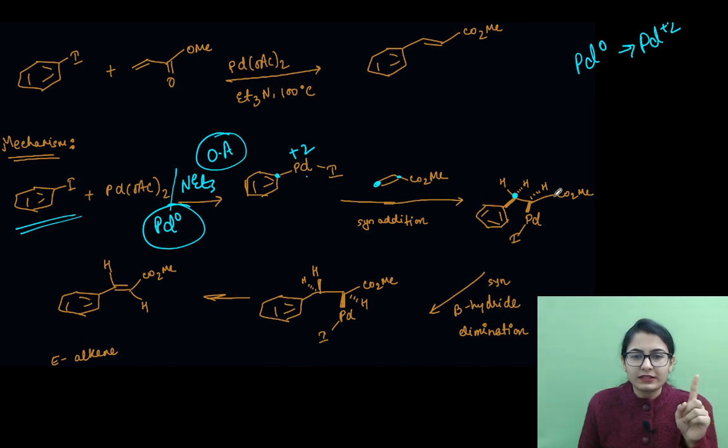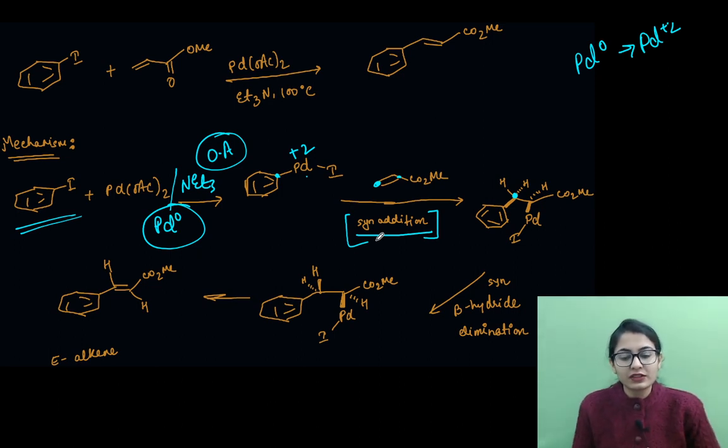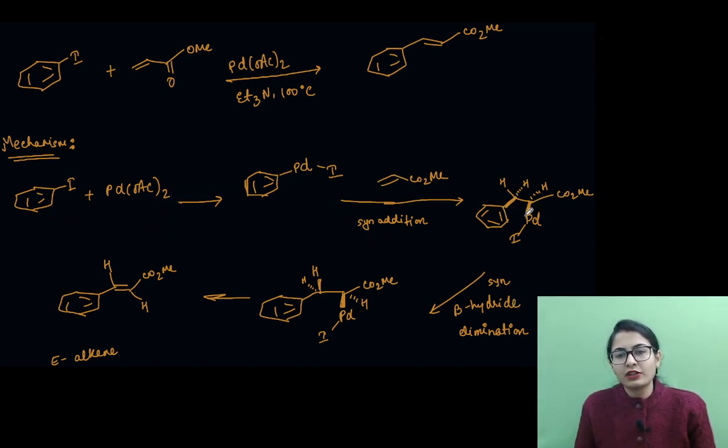Now this process of addition to the alkene is specifically called syn addition. And why is that so, syn addition? Because both of these groups, the palladium and the phenyl ring, are added from the same side. Okay, so if they are added from the same side, we would write both of them above the plane, as I have written. Yes, so as I've written, both the palladium and the phenyl ring are above the plane. Okay, very good. So this is a minute detail you have to know.